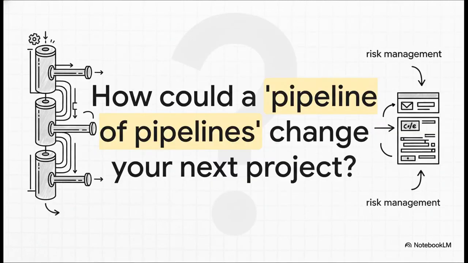And that brings us to a final thought to leave you with. This idea of a pipeline of pipelines isn't just a technical detail. It's really a fundamental shift in how we think about collaboration and feedback on large software projects. So the question I want to leave you with is this: how could this approach, this idea of automated, chained pipelines, change the way you manage complexity and risk on your next team project?